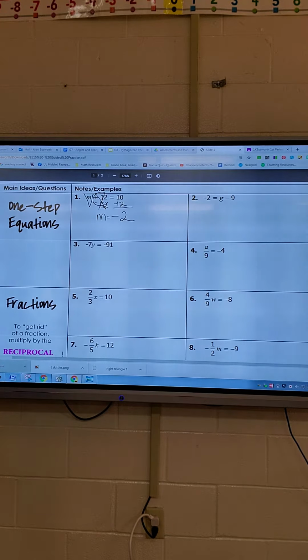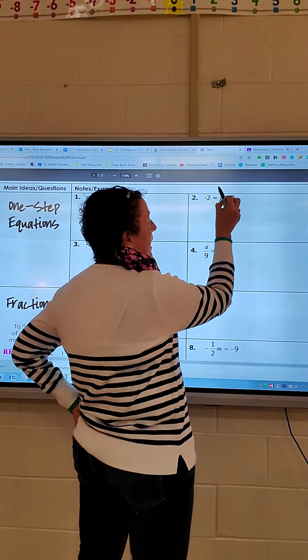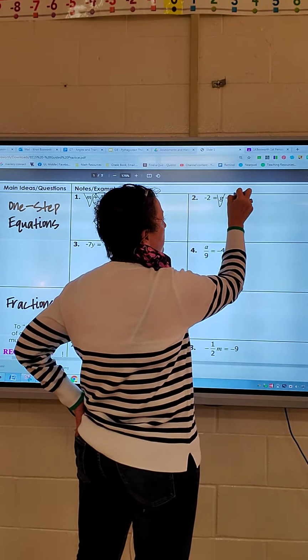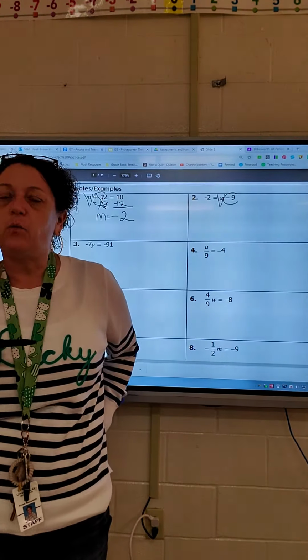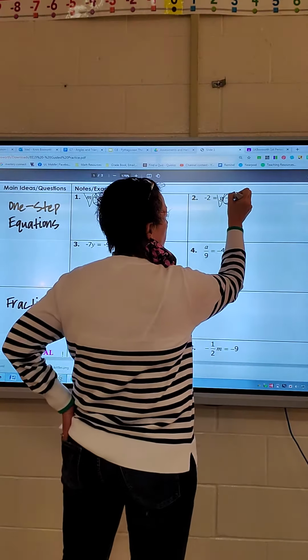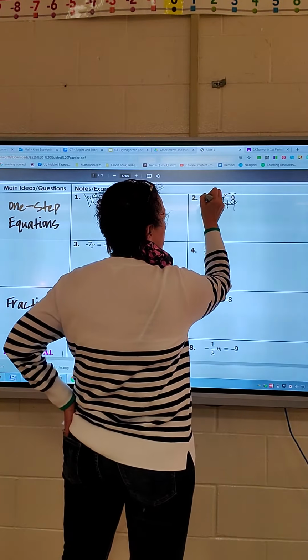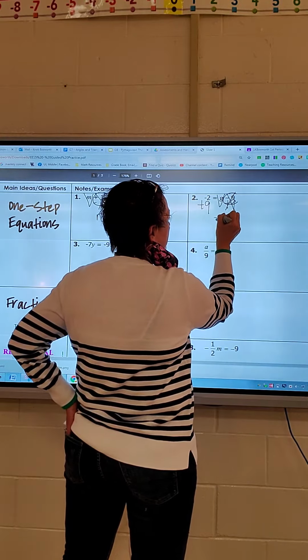On number 2, where's the expression, on the right or the left? On the right. Our expression g minus 9 is on the right. Here's our variable term. Here's our constant term. Constant term is a minus 9. What's the inverse of minus 9? Plus 9. So we're going to plus 9 on this side, plus 9 on this side, and we get g.